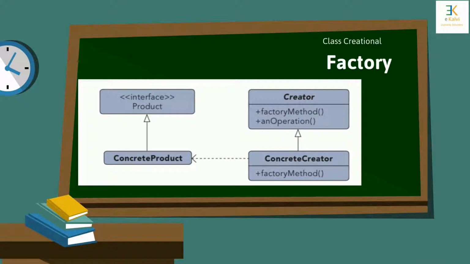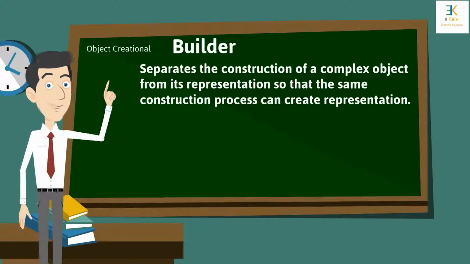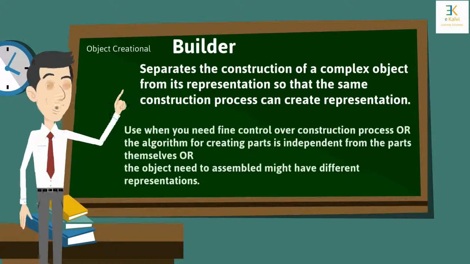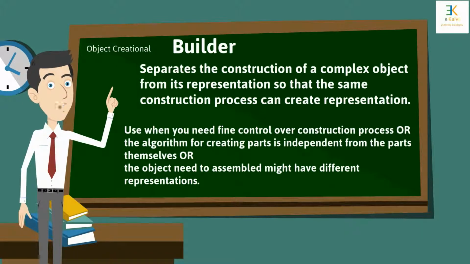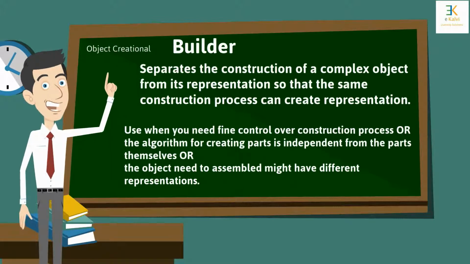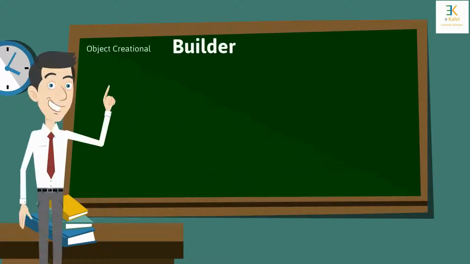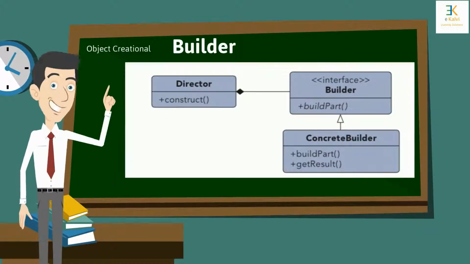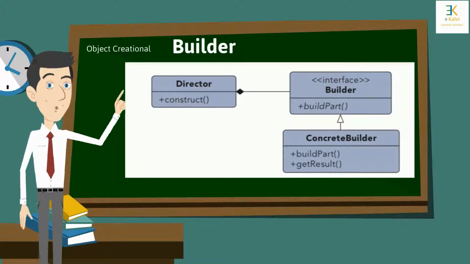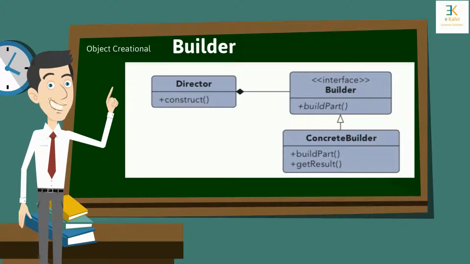The next object creational pattern, the builder, separates the construction of a complex object from its representation so that the same construction process can create different representations. Use when you need fine control over construction process, or the algorithm for creating parts is independent from the parts themselves, or the object to be assembled might have different representation. Builder pattern can be found in applications that create complex structures. The result of a builder is often a composite.